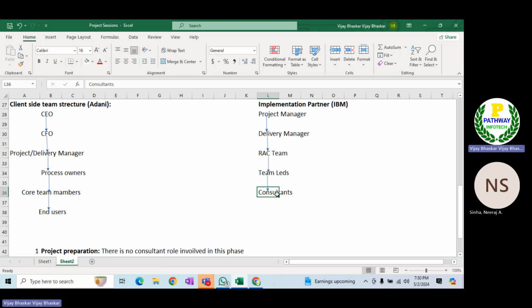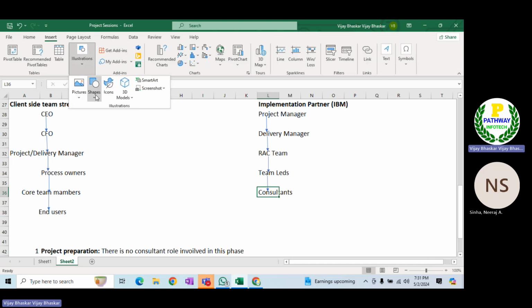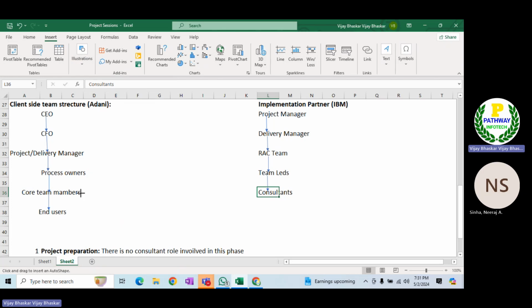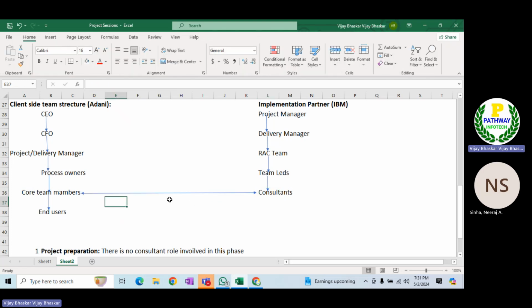Then this is our role, the consultant. We will always be coordinating with the end users, I mean, sorry, the core team members. Core team members will have a very good relationship with the consultant, because if there is any business process which needs to be clarified, then we must check with the core team members. So that is how the consultants and the core team members will be there.